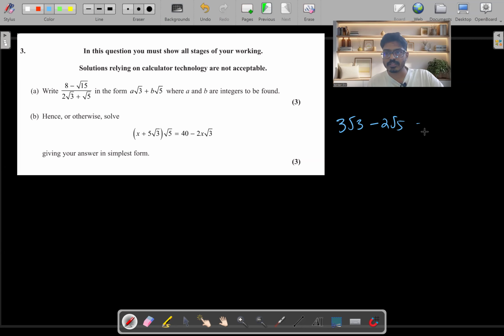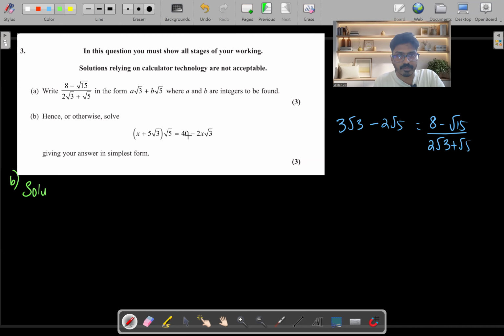Okay, so this will be equivalent to 8 minus root 15 upon 2 root 3 plus root 5. So we need to use this answer for the question. So wherever you see this equivalent value, we need to replace it now. Okay, let's do this question. So first, let me write down the question for part B.